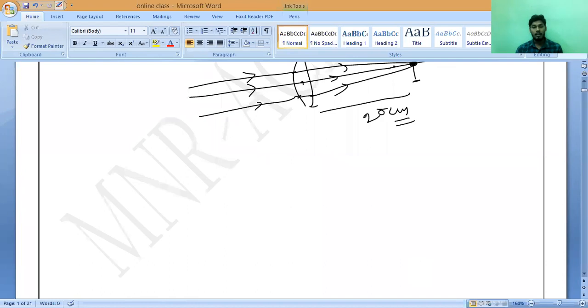In the same way, when it comes to the diverging power, in which case is it more? Suppose we take a concave lens which diverges a parallel beam of light rays more strongly, it is said to have greater diverging power than another concave lens which diverges the light rays less strongly. So that is what you should remember. The power of a lens depends on its focal length.